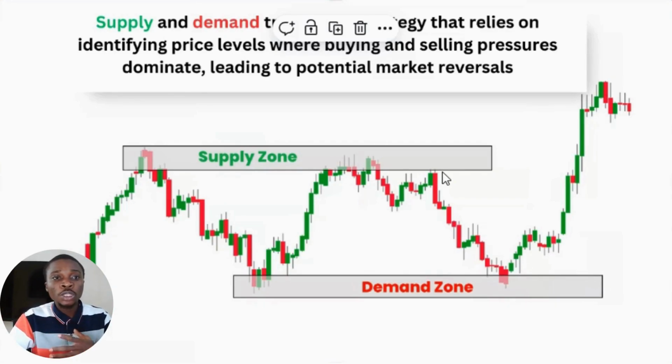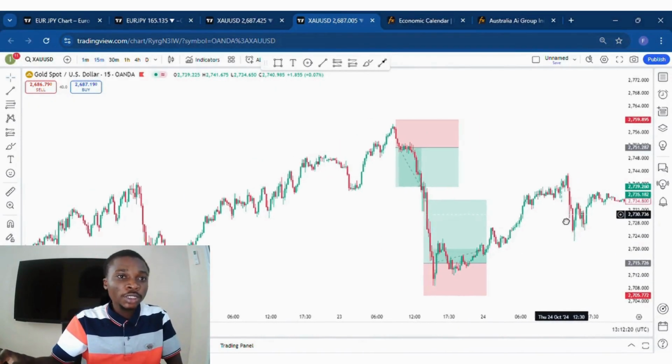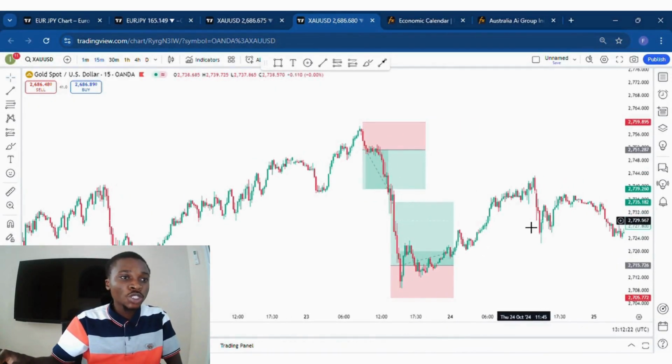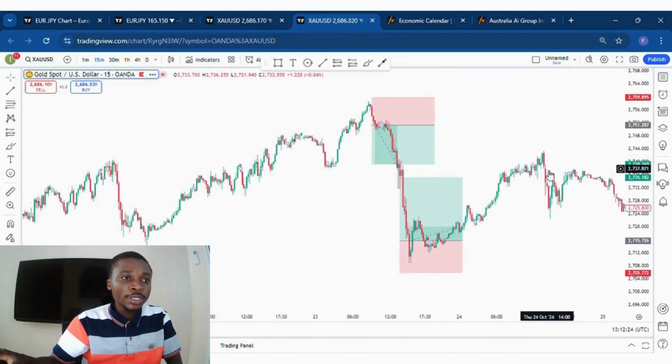So let me show you the two trades I won trading this particular supply and demand trading strategy and how I was able to identify it. So right now we are currently on the chart, guys. As you can see, these are the two trades I took.